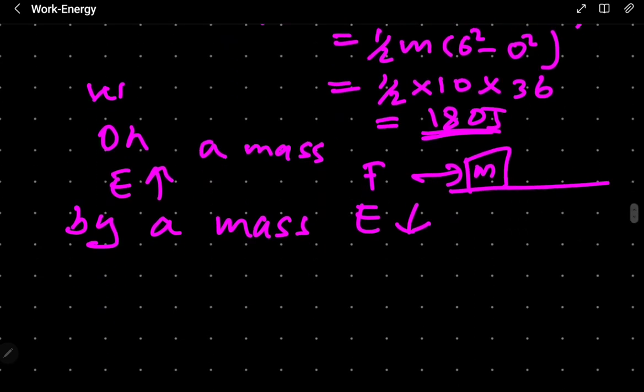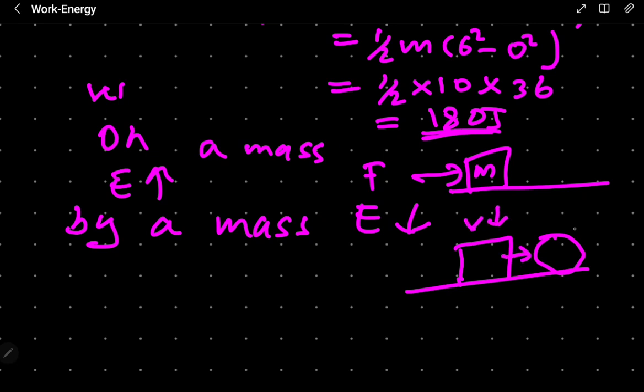In the other case, if you have a mass here, and another mass here, and you collide this mass, the speed of this mass will decrease and the speed of this one will increase. The kinetic energy of this mass will decrease, and the kinetic energy of this one will increase. Now work is done on the circular mass by the rectangular mass. So the energy of the rectangular mass is decreased and the energy of the circular mass will be increased.